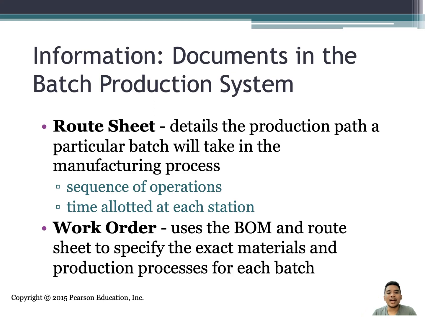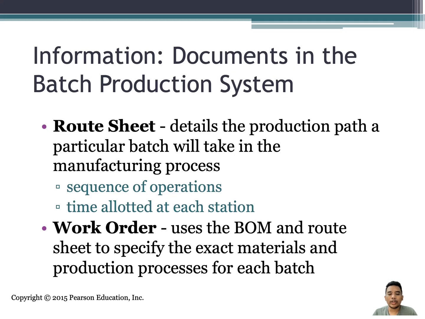Then next is the time allotted at each station. So you will now be assessing, for each station the product will be going through, what would be the estimated time it would take to finish that specific process. For example, you have 5 processes or 5 stations, from assembly and finishing down to quality control, etc. What would be the estimated time? So it needs to be projected using the route sheet.